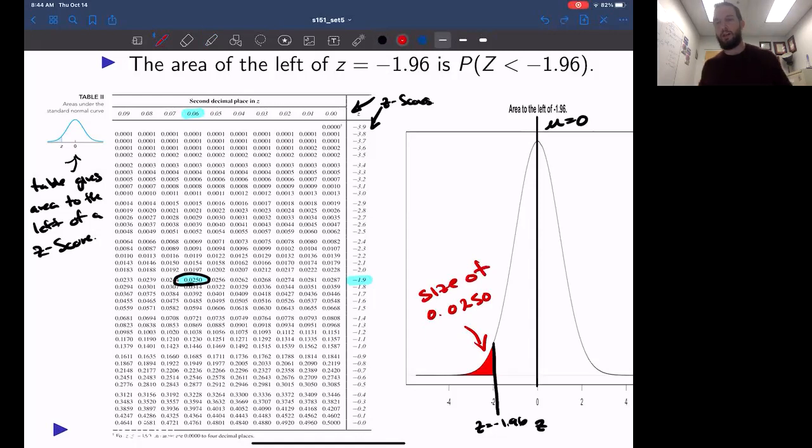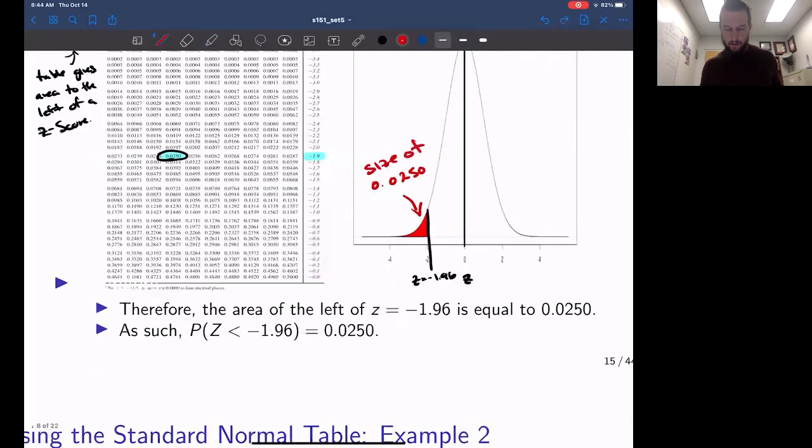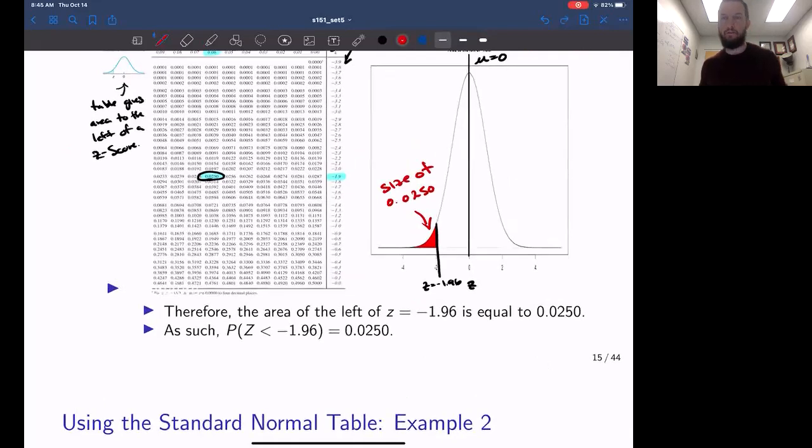Right, so that red shaded part there is a size of 0.025, which means that the area to the left of negative 1.96 is equal to 0.0250, and therefore the probability that z is less than negative 1.96 is equal to 0.0250.